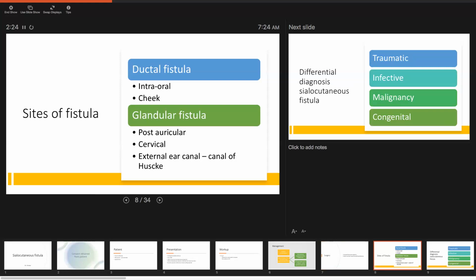So just looking at parotid fistulas, there's two types of fistulas. There's ductal fistulas, originating from the duct, and then glandular fistulas. So with ductal fistulas, they usually have a fistula opening intraorally or on the cheek, and with glandular fistulas, they usually have a posterior auricular or cervical opening. They can also have openings on the cheek, and they can also have an opening in the external ear canal through the canal of Huschke, but that's quite rare. And then they present with gustatory otorrhea.